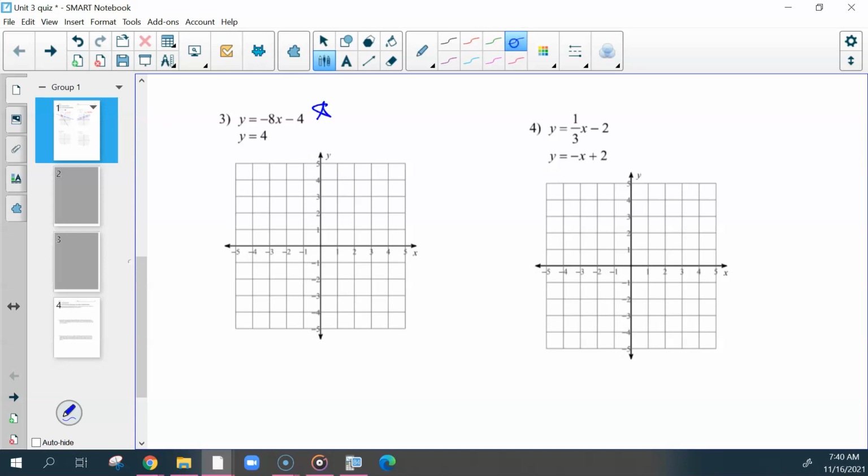For 3, this one had a y-intercept of -4 and a slope of -8. So we can go up 8 and to the left 1. So you would only have 2 points on that line.